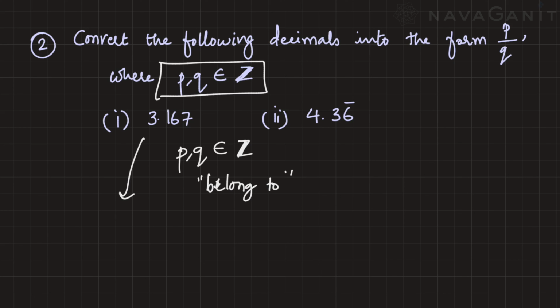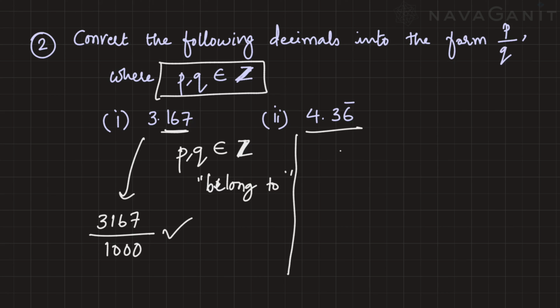First, 3.167. This is simple. I can write it as 3167 upon 1000. Why 1000? Because there are three decimal places. So I'll write it as 3167 by 1000, and this is already in its simplest form. Otherwise I would have simplified it further. Now coming to this.